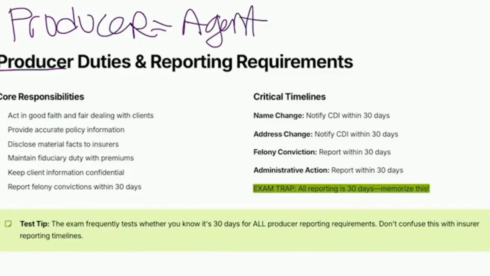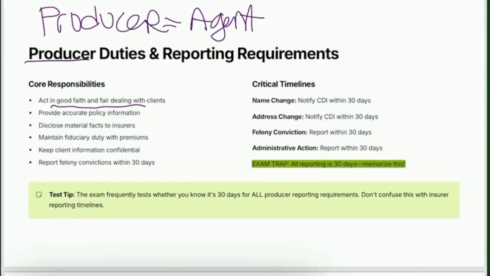Got some core responsibilities. Act in good faith and fair dealing with clients. Do what's in the customer's best interest. Provide accurate policy information. Disclose material facts, right? Because if we were breaking any of those, we could be violating some of those unfair trade practices that we talked about in part 1.